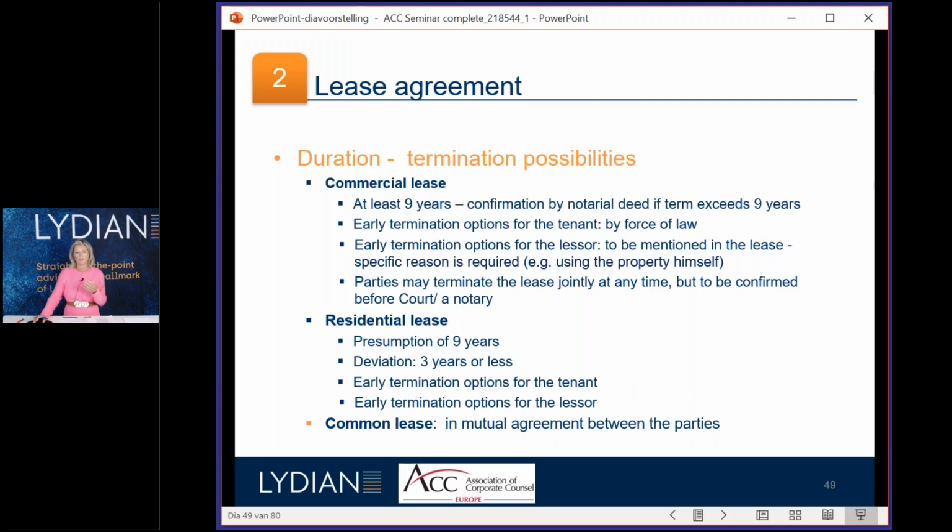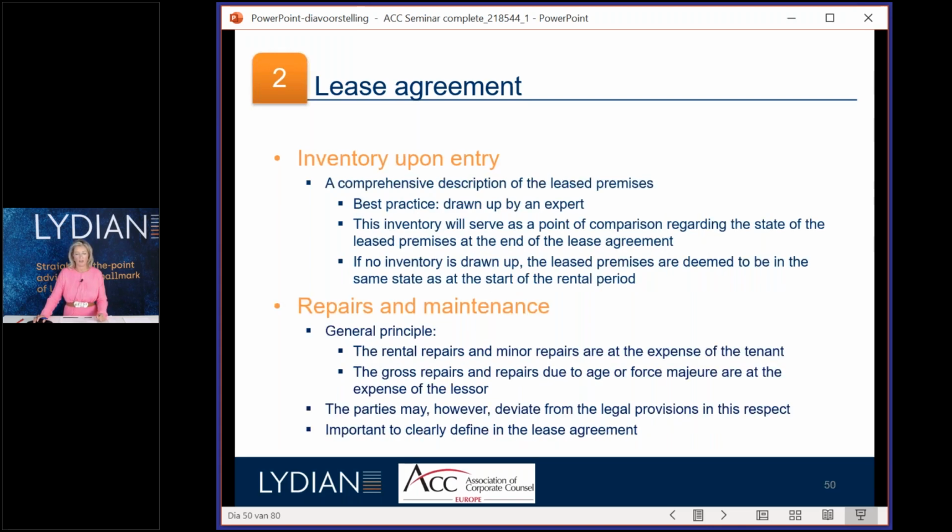As for duration and termination possibilities for the lessor, in the case of a commercial lease and a residential lease, there are certain limitations, especially for the lessor. On the contrary, when you have a common lease agreement, for instance for office space, the parties are quite free to determine the duration as well as the termination possibilities. The inventory upon entry, I will skip this subject and refer to my slides.